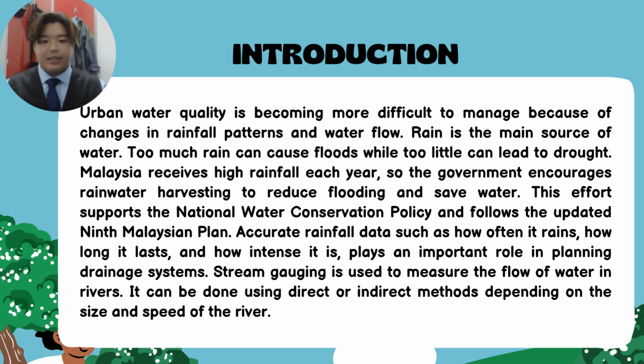Accurate rainfall data, such as how often it rains, how long it lasts, and how intense it is, plays an important role in planning drainage systems. Stream gauging is used to measure the flow of water in rivers. It can be done using direct or indirect methods, depending on the size and the speed of the river.